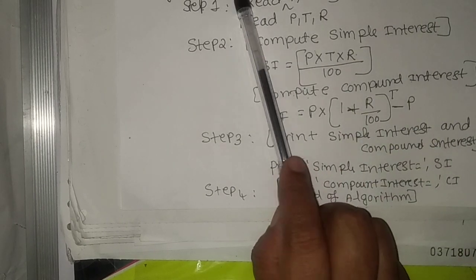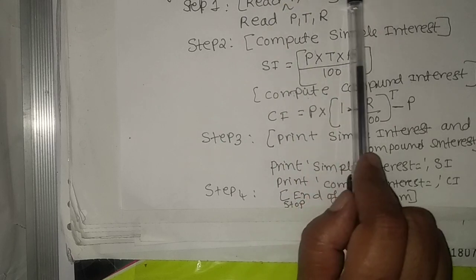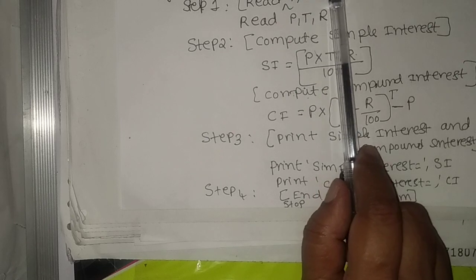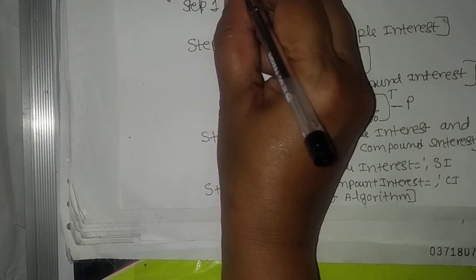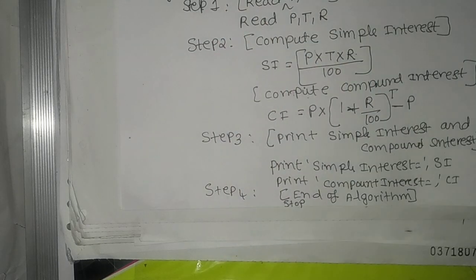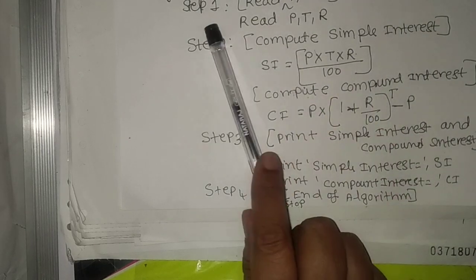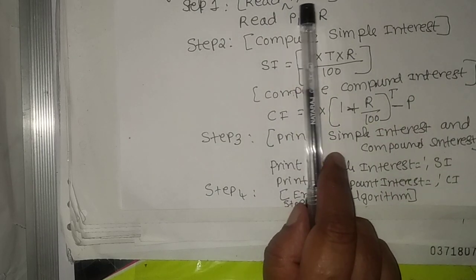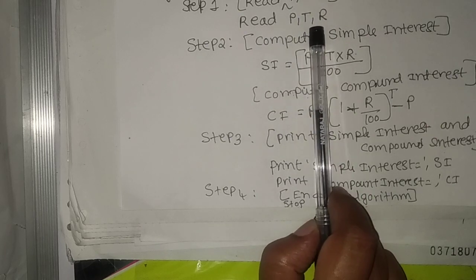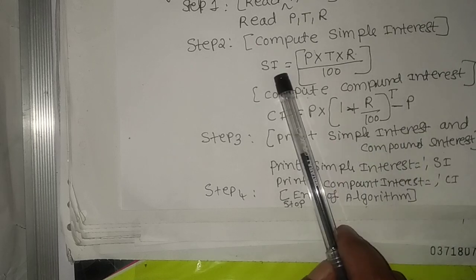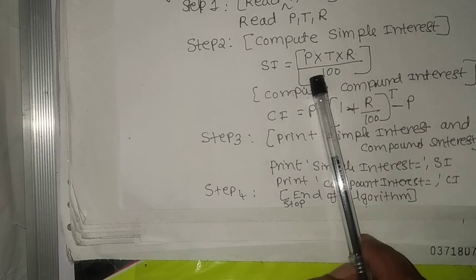First step is algorithm find simple interest or compound interest. Anything you can write, or I am writing find simple interest and compound interest. So this is the first step, writing the heading of the algorithm. Next step is to read the values P, T, R. Then step 2 is to compute the simple interest. SI is equal to P into T into R by 100.